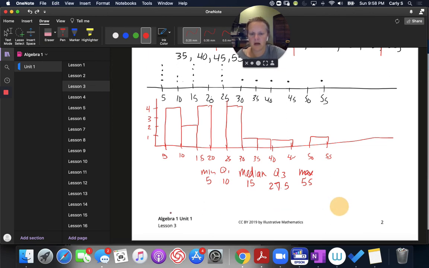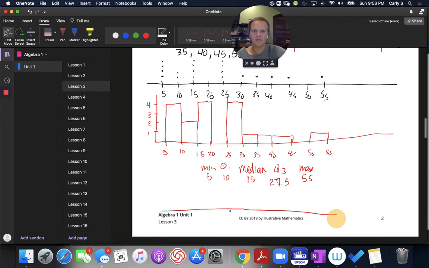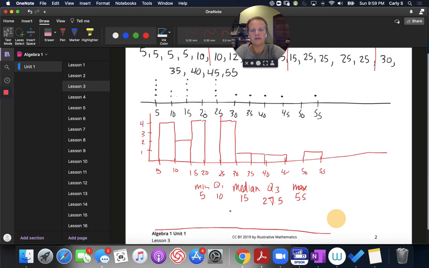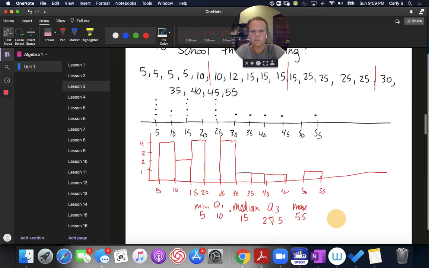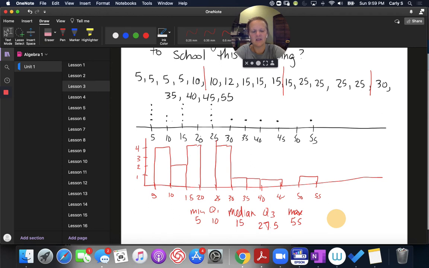So let's remember, how do we do this? I'm going to hit the Stat button, then Edit, and hit Enter. In list 1, I'm going to arrow up, hit the Clear button, and arrow down, and it clears the list. Type those numbers in: 5, 5, 5, 5, 10, 10, 12, 15, 15, 15, 15, 25, 25, 25, 25, 30, 35, 40, 45, 55. That's 20 numbers, which is right.